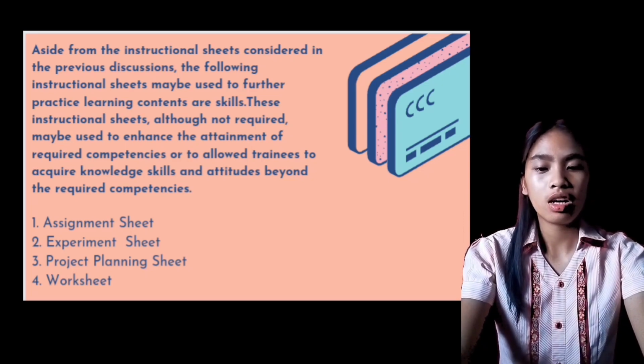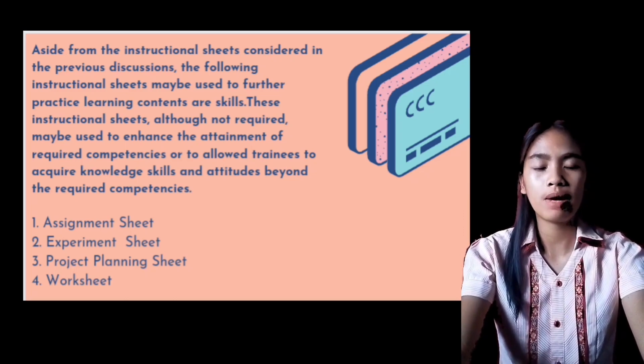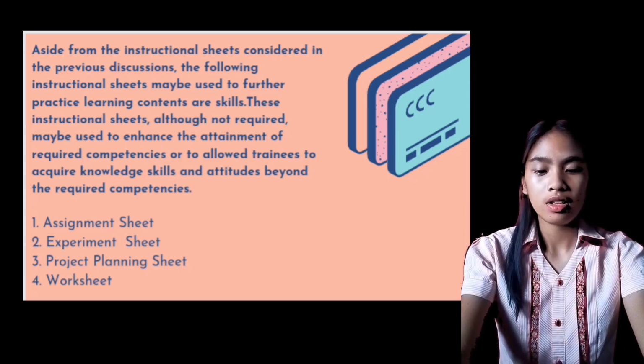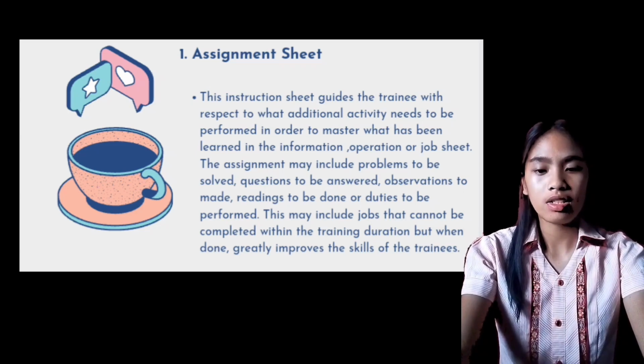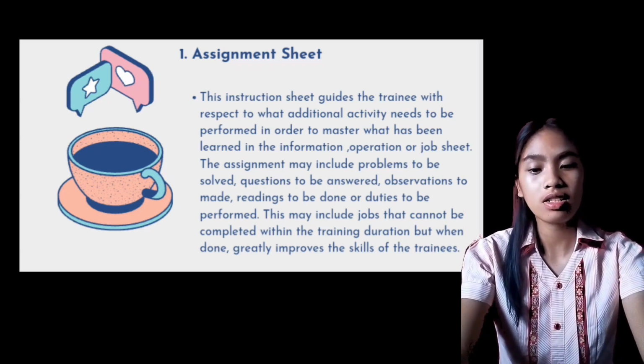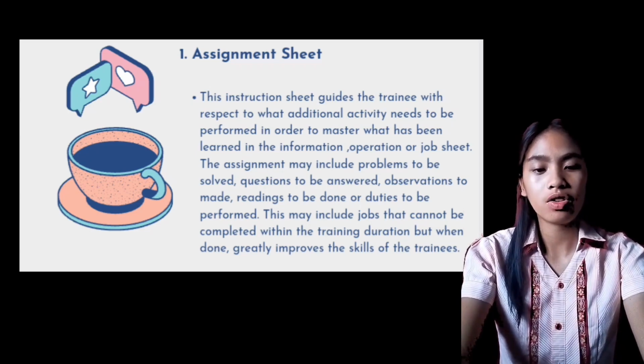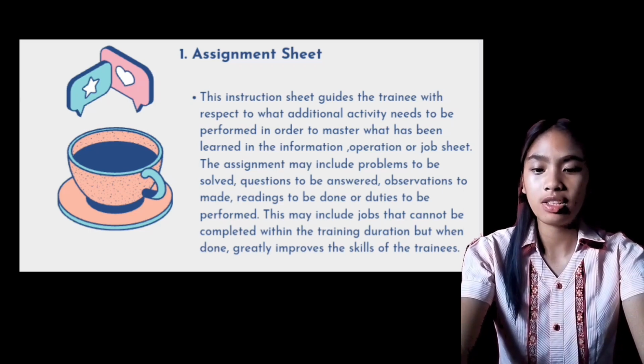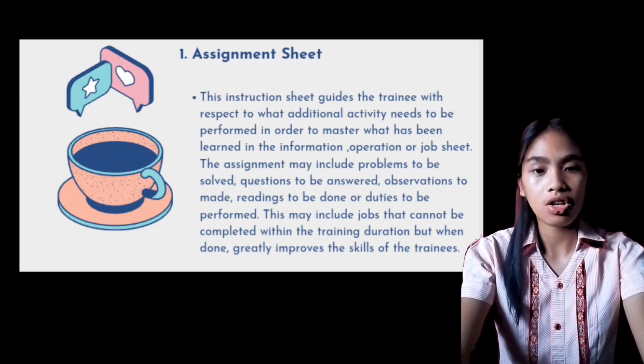So we have four other instruction materials. First, we have the assignment sheet. Second, experiment sheet. Third, project planning sheet. Fourth, worksheet. The assignment sheet is an instruction sheet that guides the trainee with respect to what additional activity needs to be performed in order to master what has been learned in the information, operation, or job sheet.